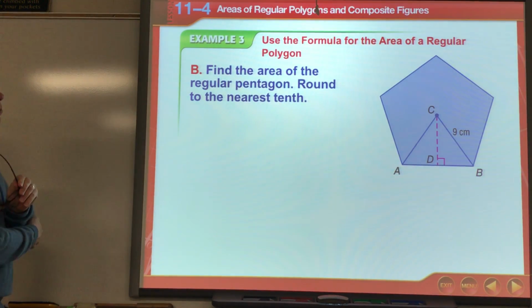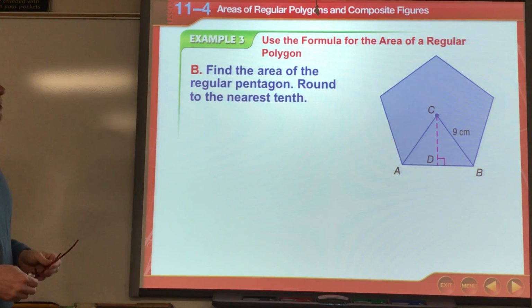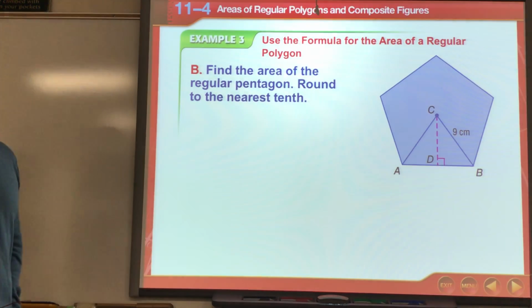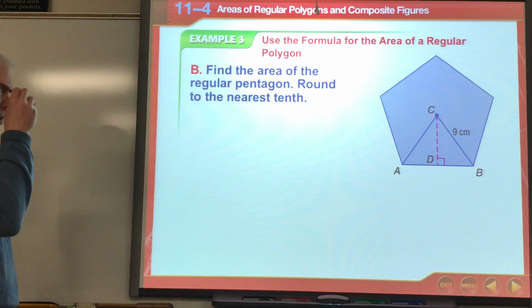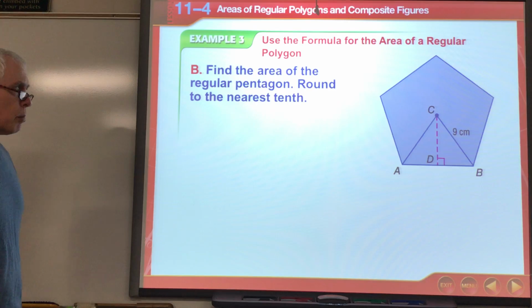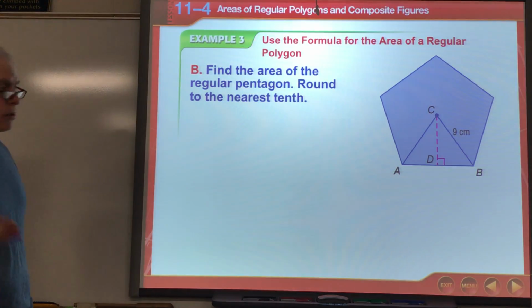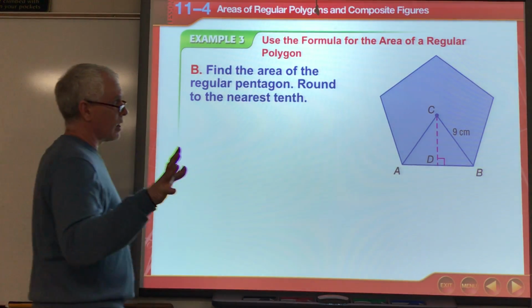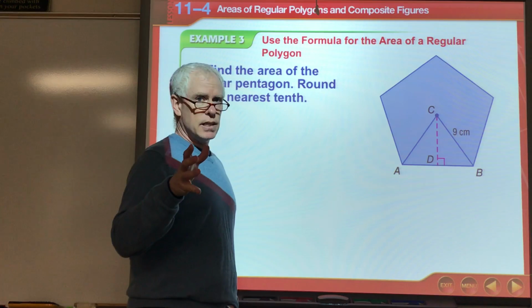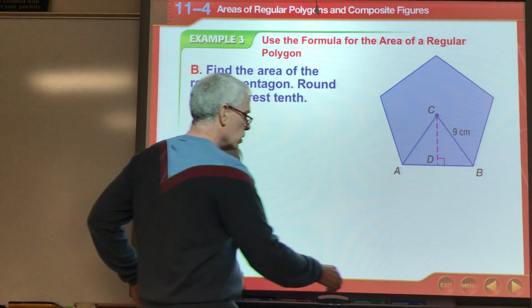All right. What about this one? Now this is a pentagon. I don't have the apothem on this one, and I don't have a side length either. So I'm going to have a little bit of trouble finding both. But I am going to start with the central angle. I think that's important. So there's 5 sides. 360 divided by 5 is 72.